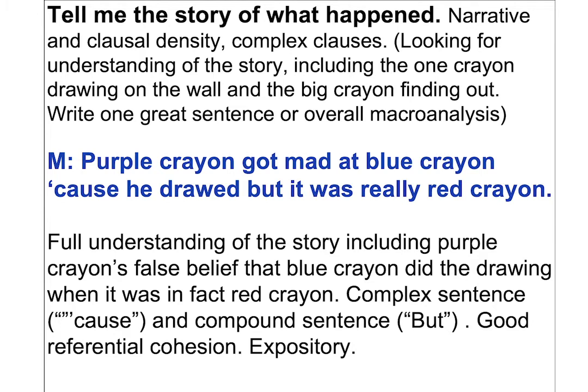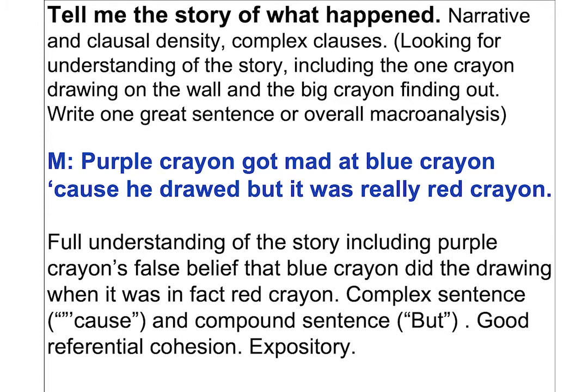I should say Mario is just about to turn 6. He turned 6 this month. So he's very late 5, emerging on 6. So, of course, he understands, completely gets it. He puts one beautiful sentence together, a compound complex sentence, and synthesizes the entire story. Purple crayon got mad at blue crayon. He's got some of the social emotional stuff going on because he drawed, but it was really red crayon.